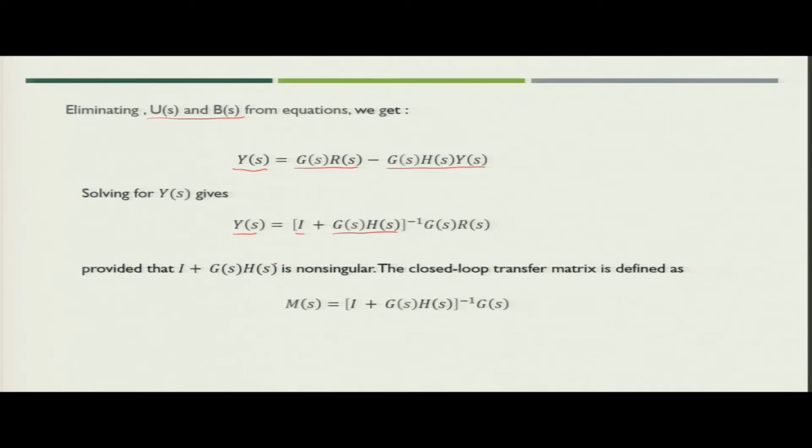Now, the transfer function is nothing but Y(s) upon R(s). So, if you say Y(s)/R(s) is M(s), you will get the closed loop transfer function matrix as (I + G(s)H(s))^-1 into G(s). So, this is how you will get the transfer function matrix in case of a multivariable system.